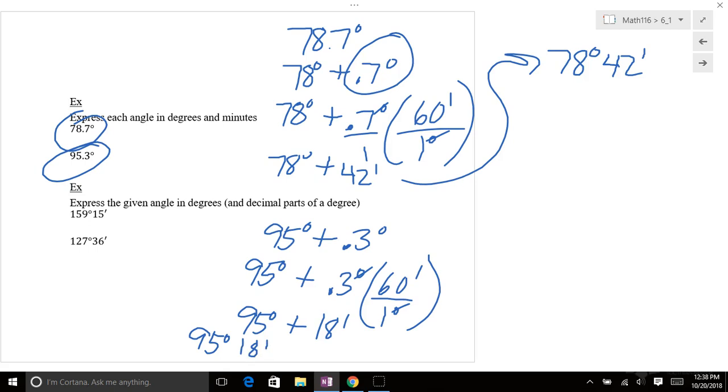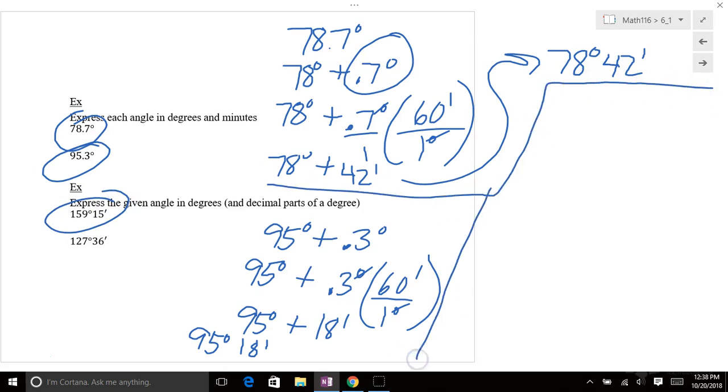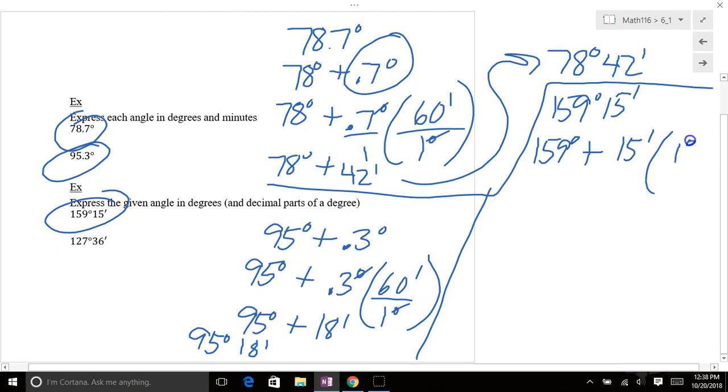Now let's go the other way around. How about 159 degrees, 15 minutes? Let's do that as a decimal. The 159 degrees is fine, but now we have to take this 15 minutes and convert that to degrees. For every 1 degree, there's 60 minutes. That's a slash right there. So the slashes are gone, the minutes are gone.